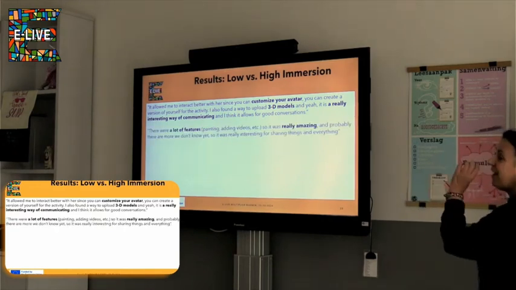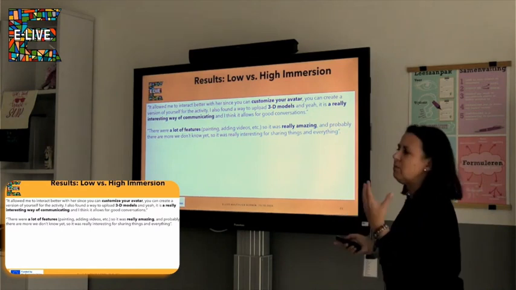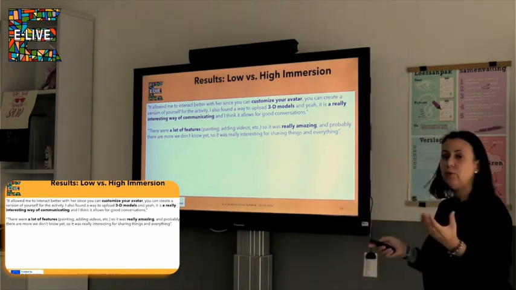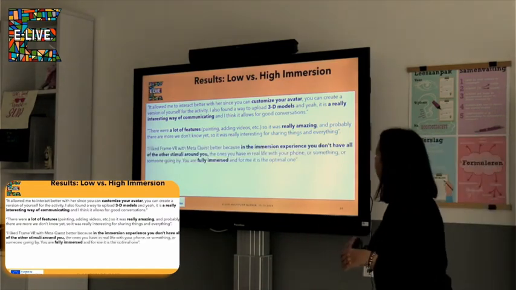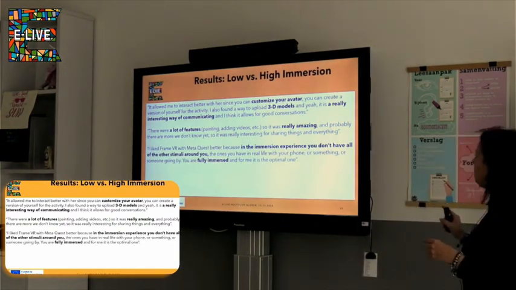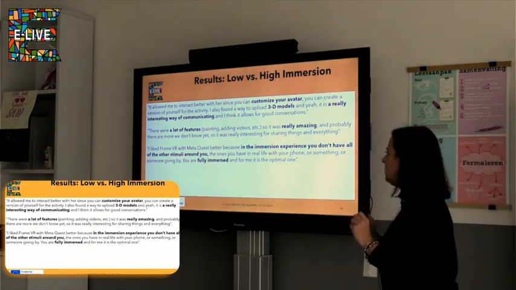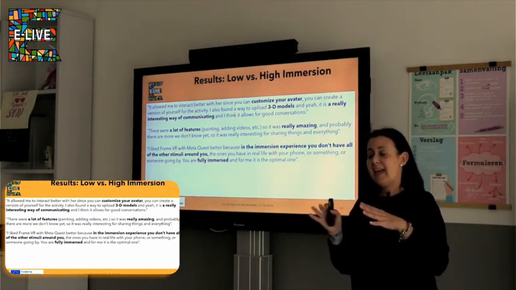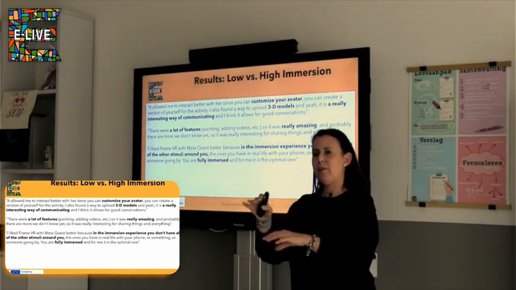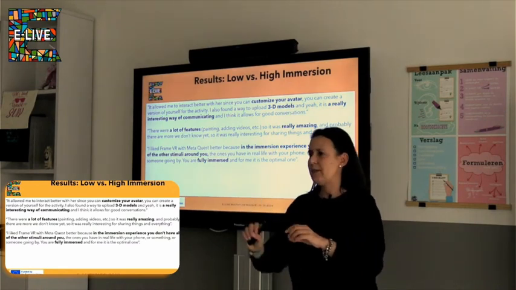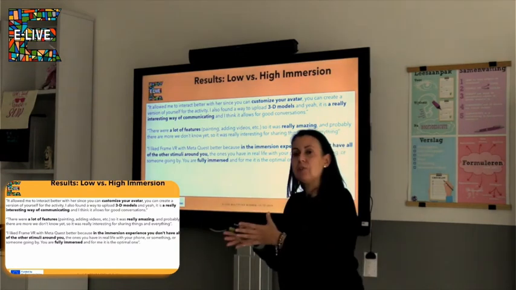I'm not going to read all of them, but I highlighted in bold writing those things that I believe are important. So they highlighted the fact that there are lots of features that you can use that are really amazing. That in the immersion experience, you don't have all of the other stimuli around you. That is something that attracted our attention a lot, because in normal real life, they are on the computer, moving their avatar around, but then they get a WhatsApp message, or someone comes into the room, or their telephone buzzes, and they pay attention to that.